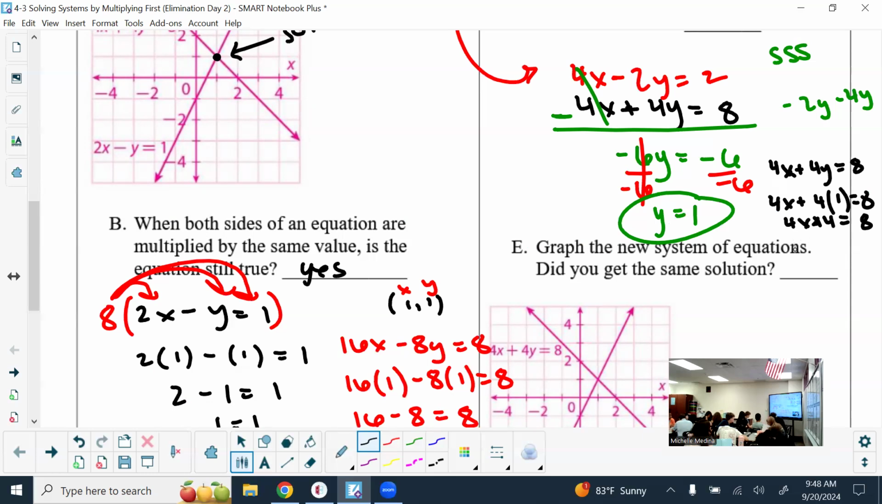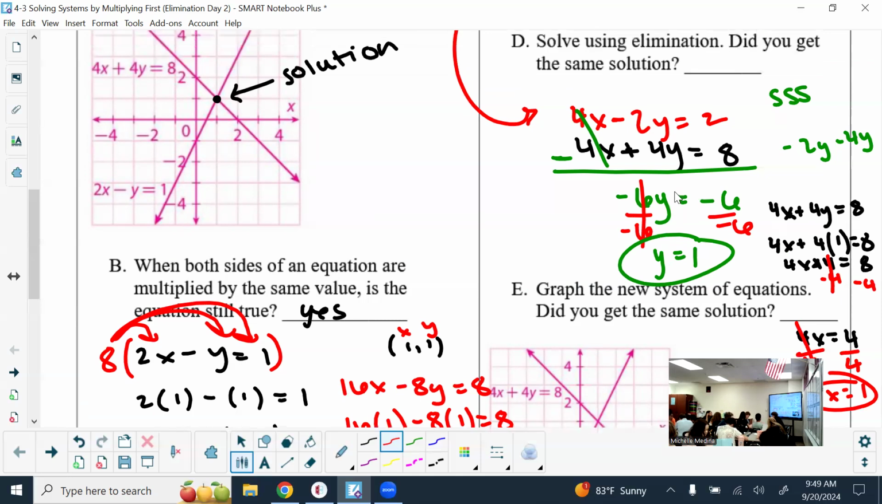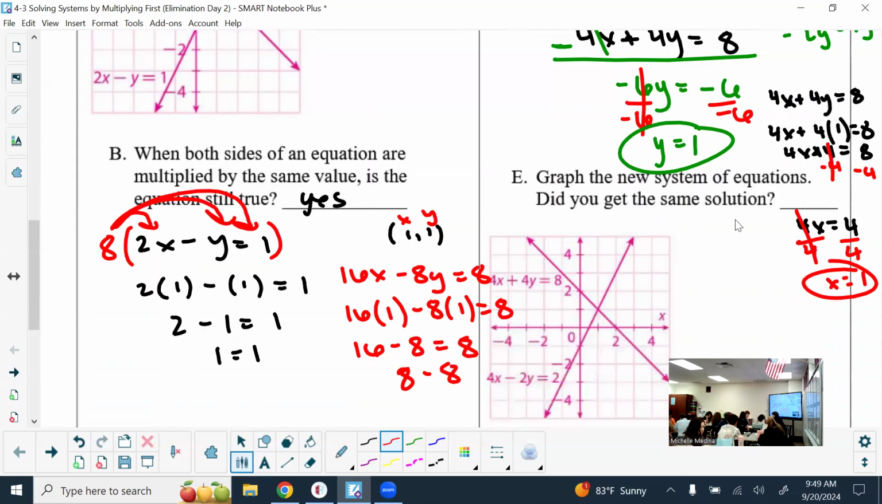What do I need to do now to start isolating the x? And do that on both sides. I get 4x equals 4. What's opposite of multiplying 4? And we get that x equals 1. So do we get the same solution that we got from graphing? Yes, we do. So you can fill in this little blank. Yes, we got the same solution, even though we multiplied one of the equations by a factor.